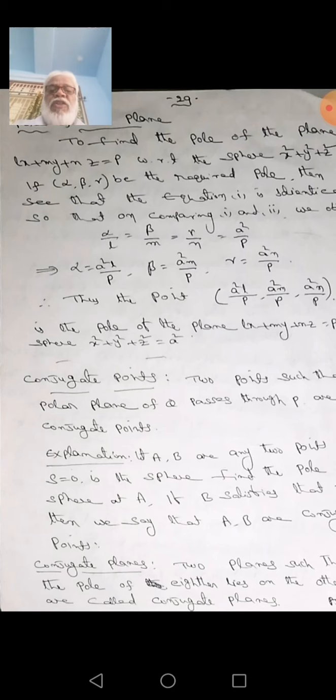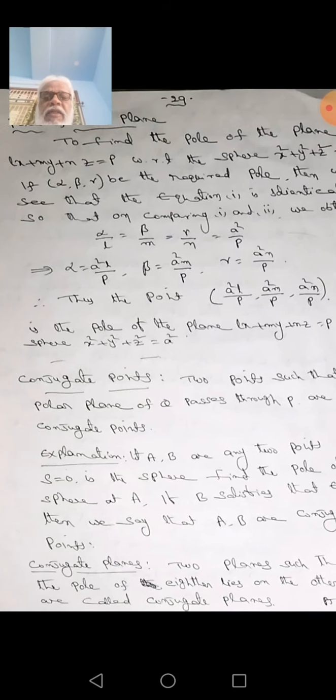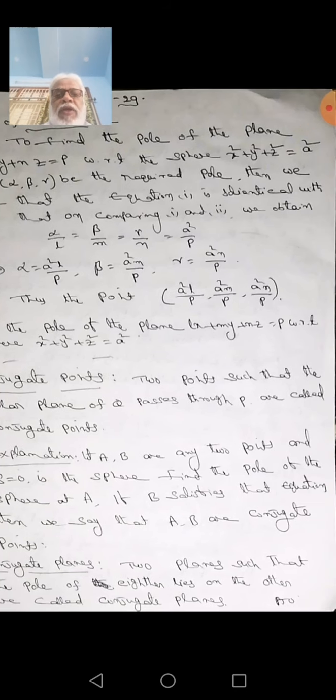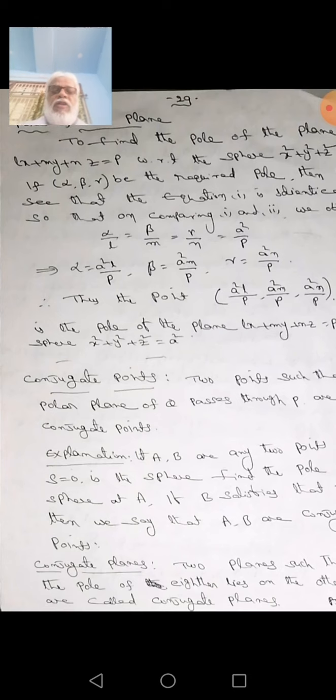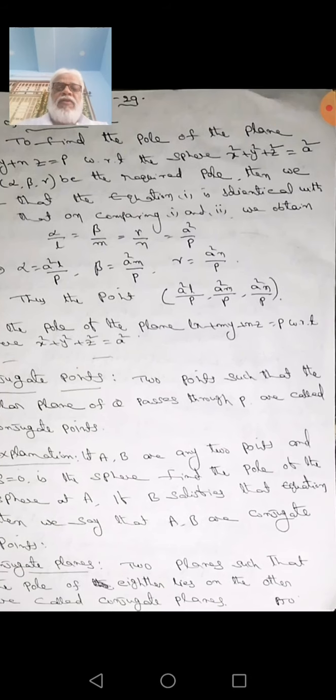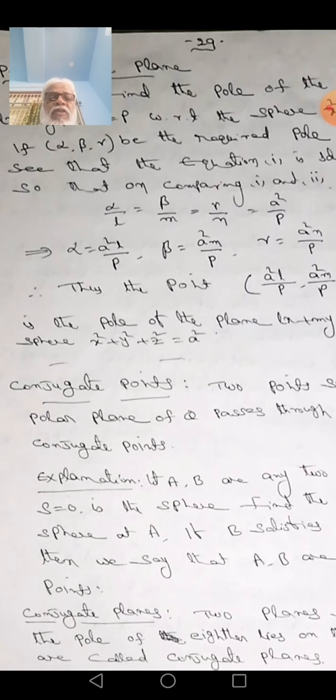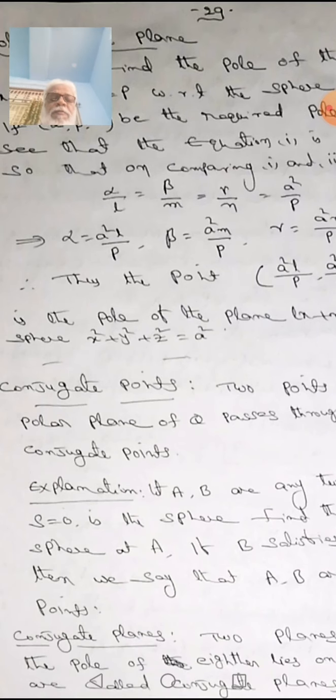Now we say conjugate points. Conjugate points with respect to the sphere. What are conjugate points? Two points such that the polar plane of Q passes through P are called conjugate points. Let us see how to find the conjugate points.